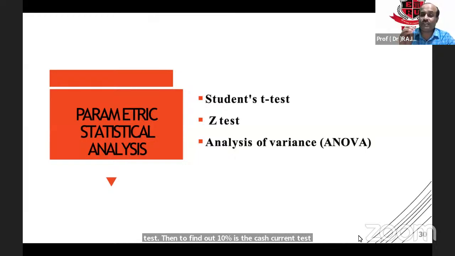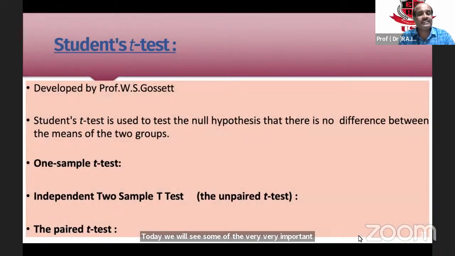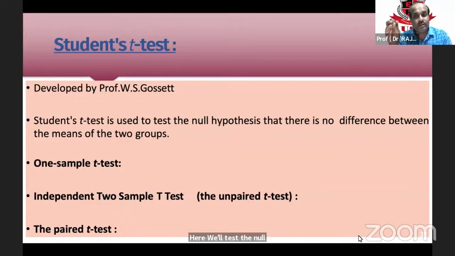Today we will see some of the very important statistical tests like the student t-test, Z test, and ANOVA. The student t-test, of course, was developed by W.S. Gosset. Here we will test the null hypothesis that there is no difference between the means of the two groups.